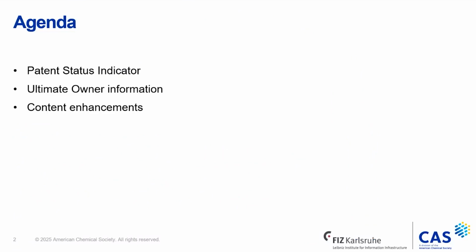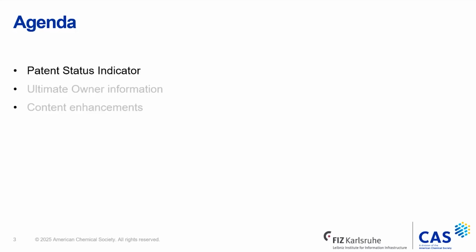For those who've been following, we've been doing some enhancements to our full-text patent files regularly over the last little bit, to add some new search fields and some new functionality. This coffee lecture is to point out that we have added some of these new enhancements to the Indian and Korean full-text files. So we'll talk today about the patent status indicator, about ultimate owner information, and about some additional content and search enhancements to these two files.